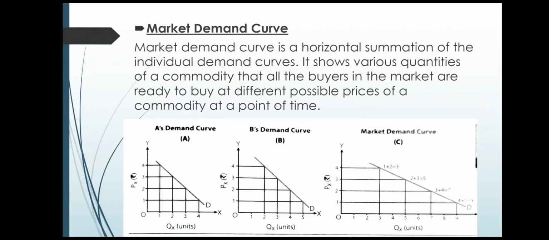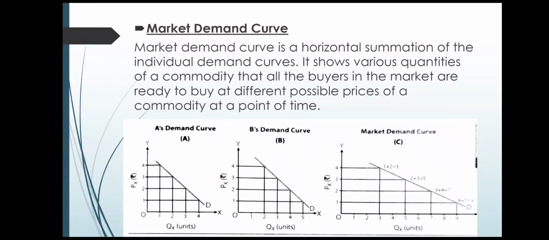Now the next curve is market demand curve. Market demand curve is a horizontal summation of the individual demand curves. It shows various quantities of a commodity that all the buyers in the market are ready to buy at different possible prices of a commodity at a point of time.